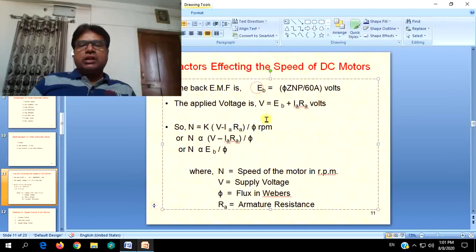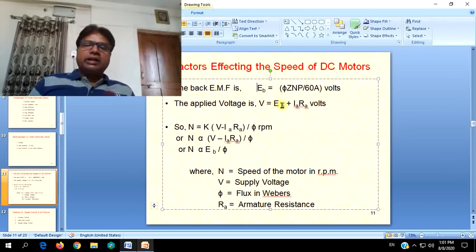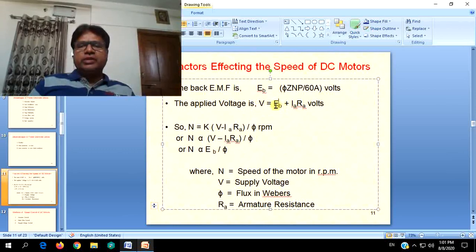applied voltage. Next, the applied voltage V, the governing equation in case of the DC motors can be written as V, the supply voltage, is equal to EB plus IA RA. IA is the current through the armature, RA is the resistance of the armature windings, which will be very, very less, and the difference between the applied voltage and back EMF will be very less even under the rated load conditions.